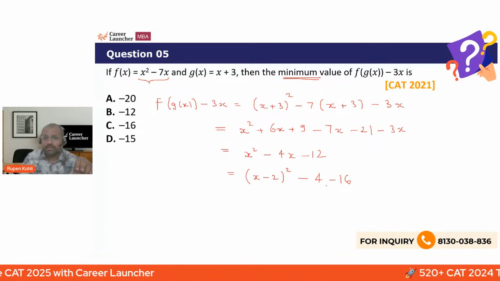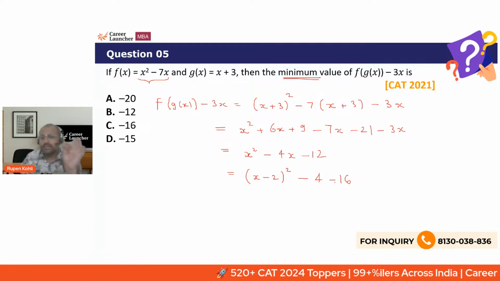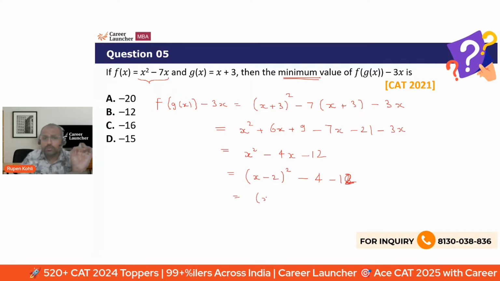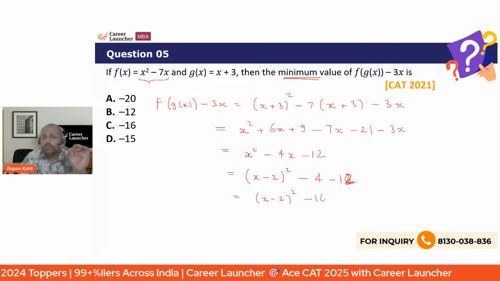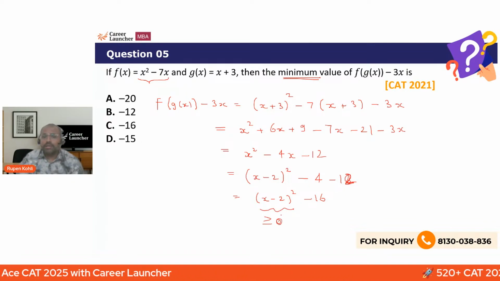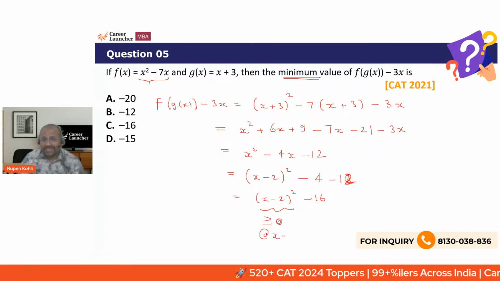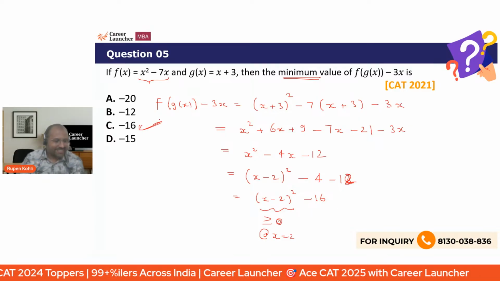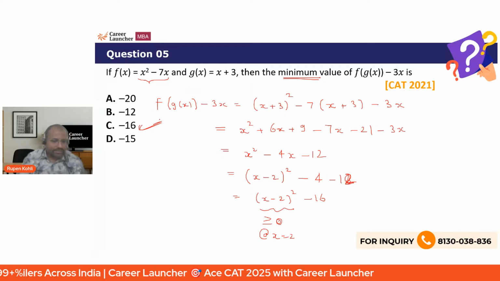So this is x square minus 4x plus 4 minus 4 minus 12, which is x minus 2 the whole square minus 16. For minimizing it, this is a perfect square which is greater than or equal to 0. We get the minimum value of 0 when x is 2. So when x is 2, the minimum value of this expression is minus 16. Okay, Arunesh. Thank you.